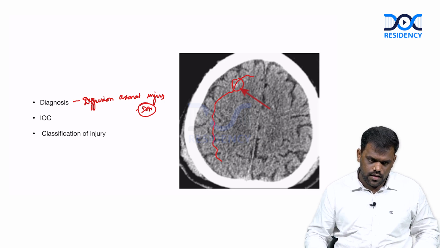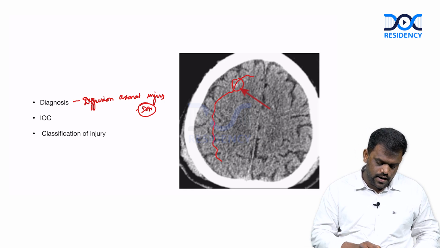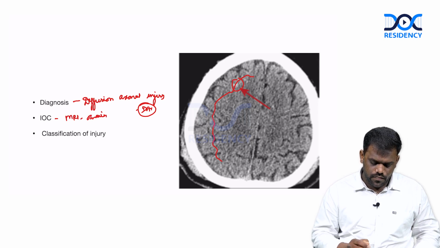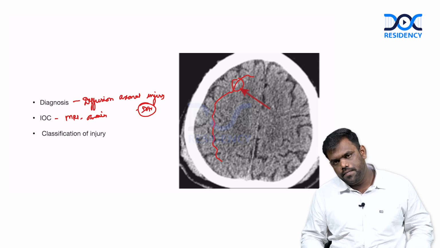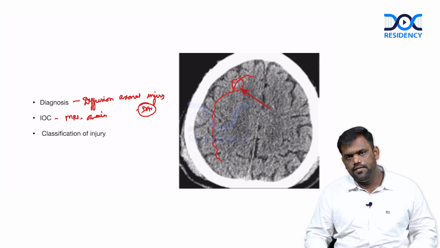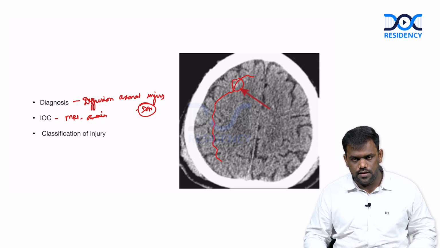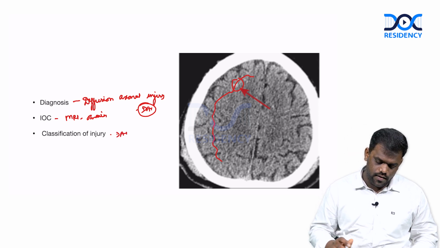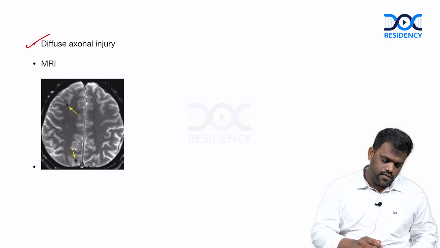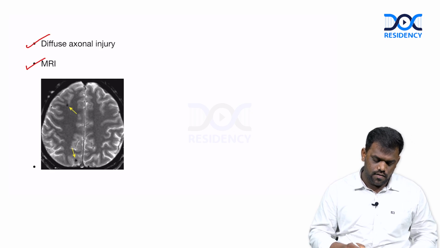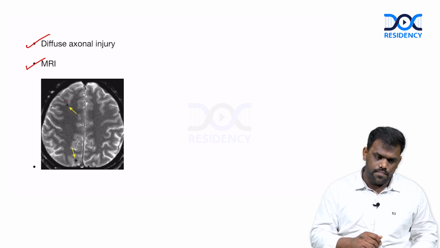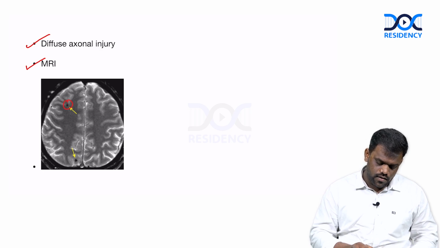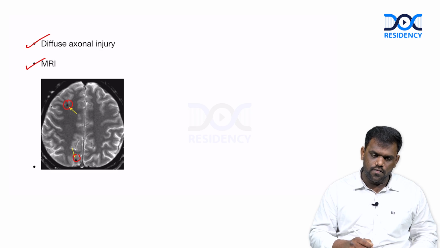DAI. So what is the investigation of choice for DAI? It is MRI brain. It will not be depicted by a CT scan. The main investigation of choice for diffuse axonal injury is MRI brain. And what is the classification of DAI? So the diagnosis is diffuse axonal injury, and the investigation of choice is MRI. The same patient's CT scan, and the MRI shows the following lesions.